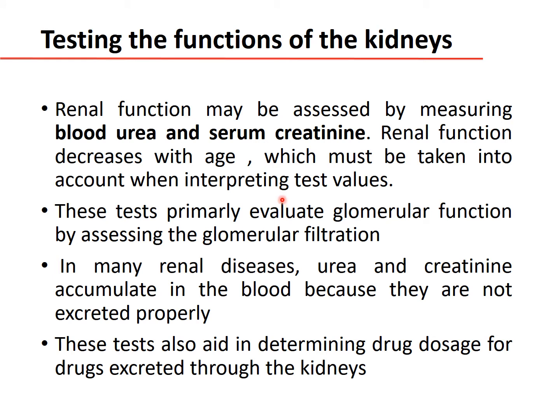When we are testing the function of the kidney, basically the renal function may be assessed by measuring blood urea and serum creatinine. The renal function, however, decreases with age, which must be taken into account when interpreting the results. The tests primarily evaluate the glomerular function by assessing the glomerular filtration. In many renal diseases, urea and creatinine accumulate in the blood because they are not excreted properly. These tests also aid in determining drug dosage for drugs excreted through the kidneys.